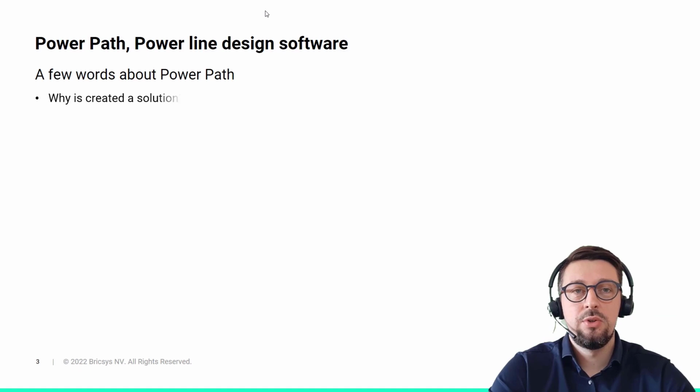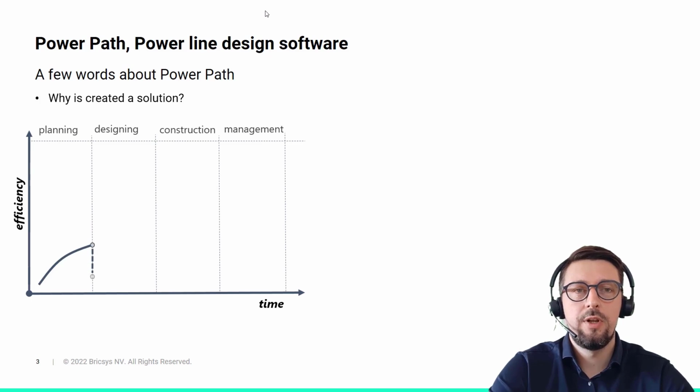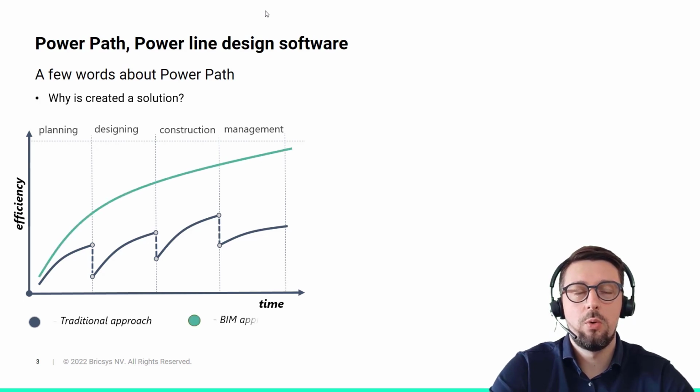Let's first answer the question of why we created this solution. The answer we can find on this chart. One of the biggest problems in the life cycle of power lines is restriction in sharing information. With PowerPad, we are moving forward from the traditional or classic approach to a BIM approach in the life cycle of power lines.